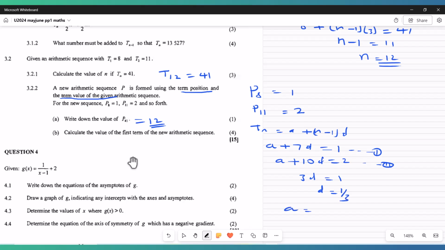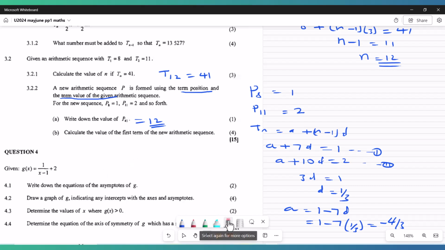But they were asking for A. So A equals 1 minus 7D. Our common difference is a third, which gives us 1 minus 7 over 3. What do we get? It gives us negative 4 over 3. So our first term is negative 4 over 3. Now question 4 is what we're looking for.